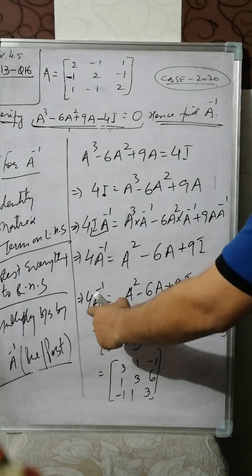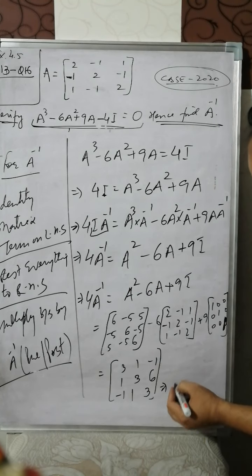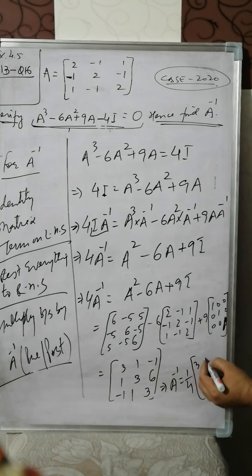So what was there on the left hand side? 4A inverse. So A inverse is equal to 1 by 4 into 3 1 minus 3 1 3 6 minus 1 1 3. I'll again repeat it.